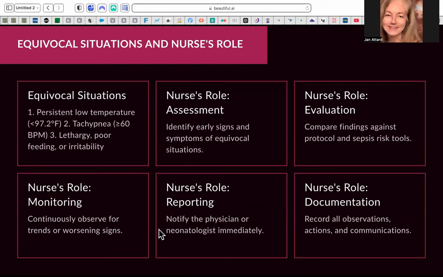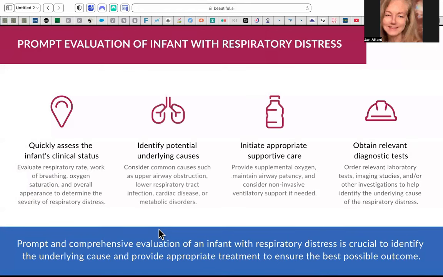I'm looking at this baby before and after. I'm looking at what was going on with the mom. My role, continuous observation for trends of worsening or improving symptoms, and I notify and document. Okay, I never ever stop.